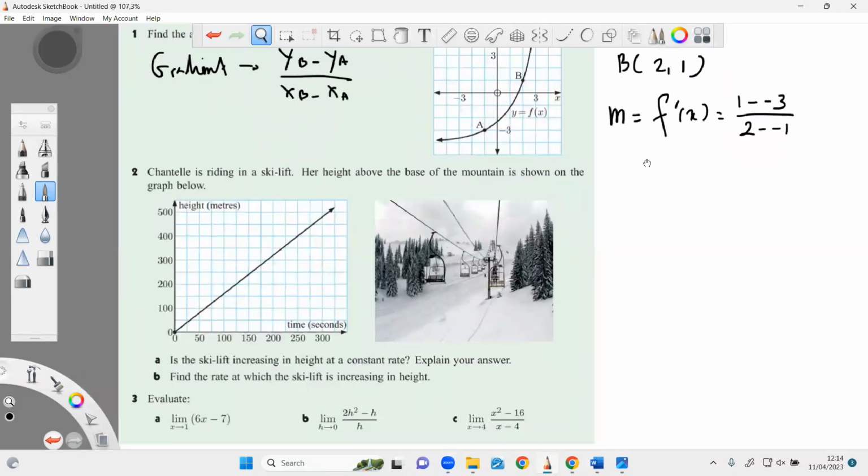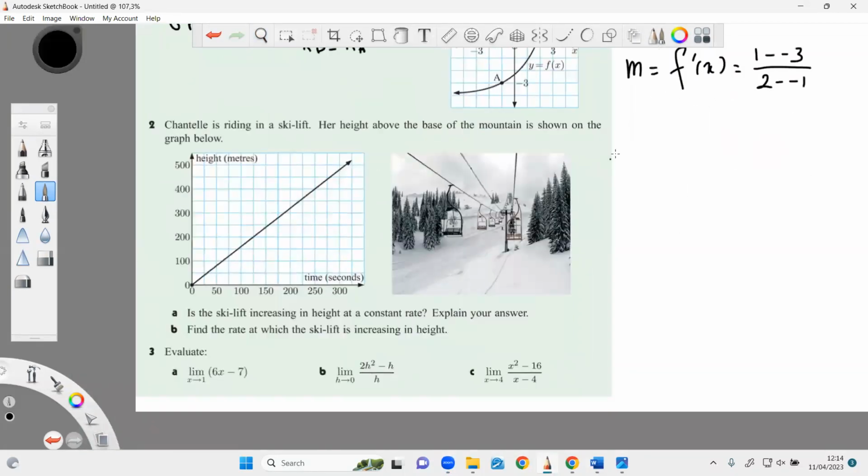And for number 2, is the ski lift increasing in height at a constant rate? Of course, yes. Explain your answer. It follows the linear equation, by increasing the time, it follows by the increasing of the height.